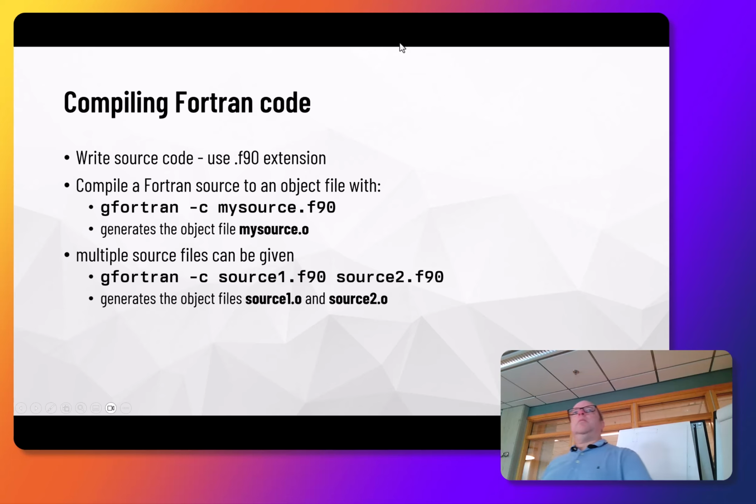And you can compile a Fortran code. If you just want to do the compilation to an object file, you can use the -c option. That will compile to an object file, which is useful if you want to combine it with other code, for example C code, and link it together separately. The .o file is the unlinked machine code. You can do multiple source code files at the same time, and that will produce source1.o and source2.o.